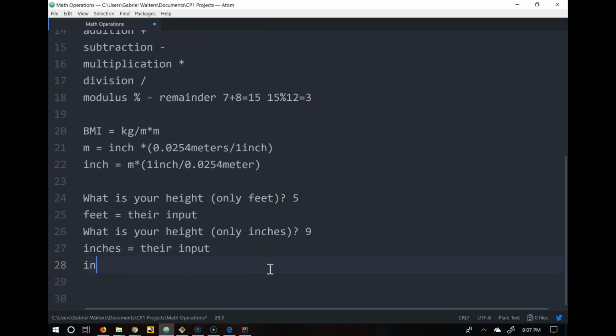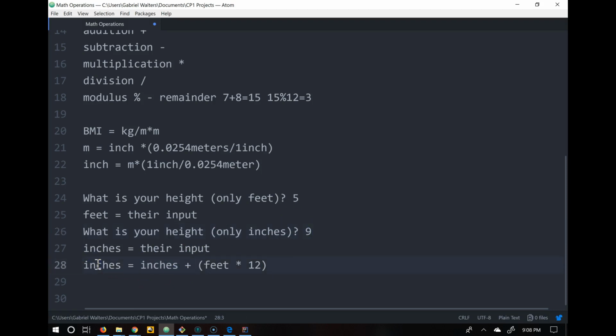So I know that inches would be the current inches that we have plus whatever they put in feet converted to inches. So if I say 5 foot, I know that there are 12 inches in every foot. So I could say feet times 12. So I would have 5 times 12, which would equal 60, plus the 9 that I had.